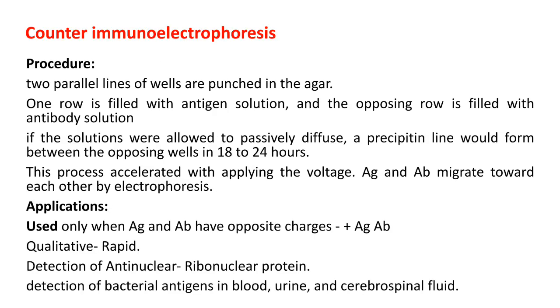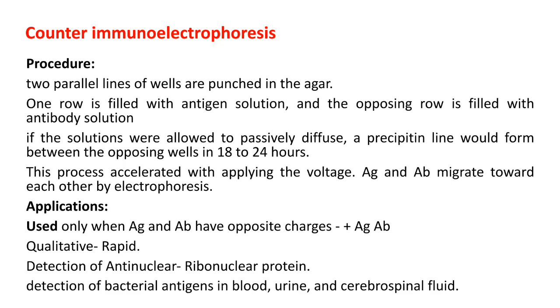And counter immunoelectrophoresis. In this procedure, two parallel rows of wells are punched in the agar. One row is filled with the antigen solution and the opposite row is filled with the antibody solution. If the solutions were allowed to passively diffuse, the precipitation line would form between the opposite wells in 18 to 24 hours. Whereas this process is accelerated by applying voltage, current is applied here. So there is antigen and antibody migration towards each other by electrophoresis, and within 2 to 3 hours only the precipitation will occur.